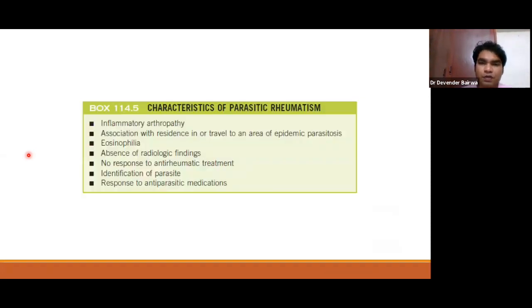Characteristic features of parasitic rheumatism include inflammatory arthropathy, association with residence in the local endemic area or travel to an endemic area. There can be presence of eosinophilia, absence of other findings, and no response to usual therapy as well. Parasite can be seen in the joint or surrounding tissue. And if you provide anti-parasitic medication, mostly that arthritis will respond.